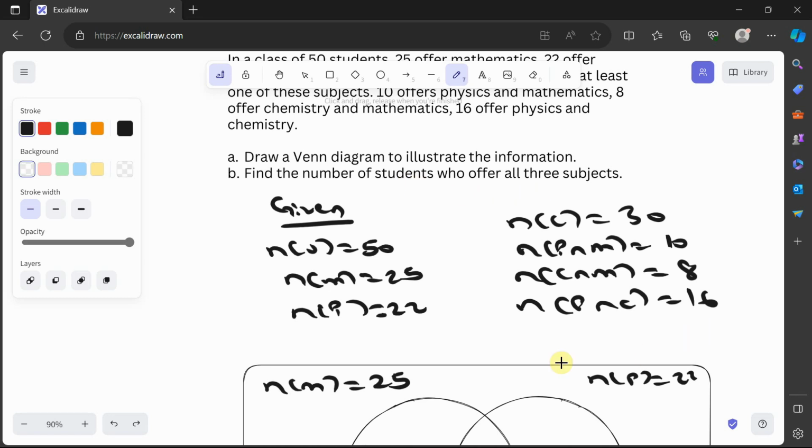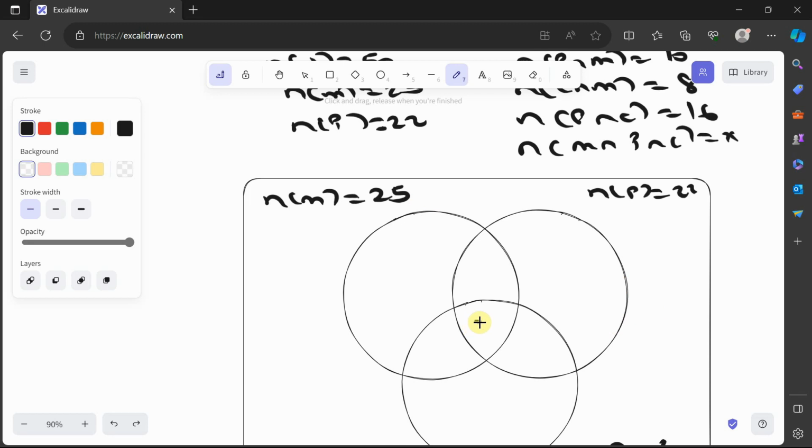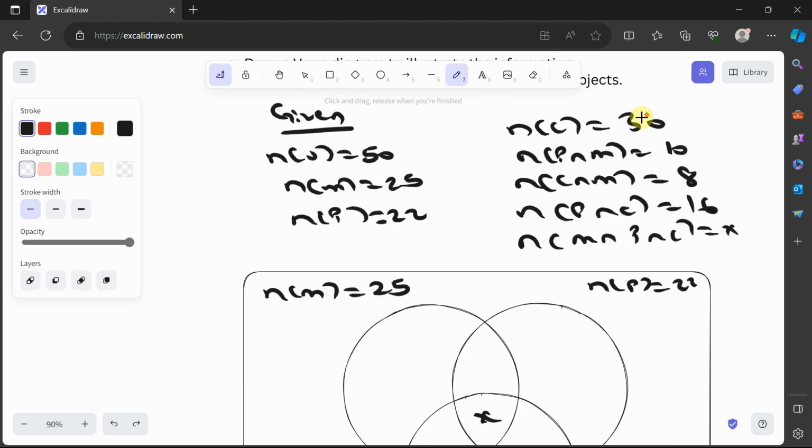So let's say n of m intersection p intersection c is equal to x. That's what we're told to find. So that means that this place here will be x. Intersection of m and p. Where is m and p? P and m, which is 10. So if I want to find m and p only, that will be what?